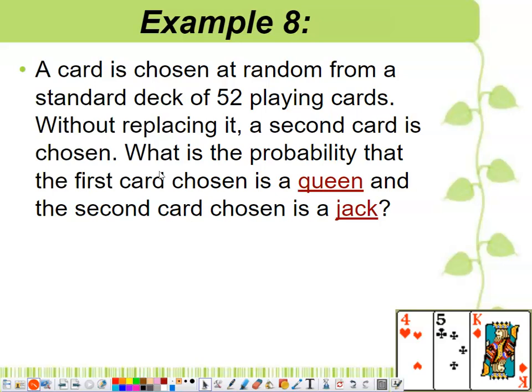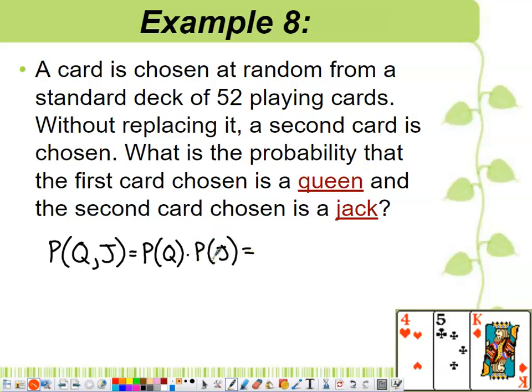So a card is chosen at random from a standard deck of 52 playing cards. Without replacement, a second card is chosen. What is the probability that the first card is a queen and the second card is a jack? Okay, so same notation. So we have probability that we have a queen followed by a jack. Okay, so it's the same calculation, probability of the queen times the probability of the jack, but that second jack is going to have one less card in there, right?